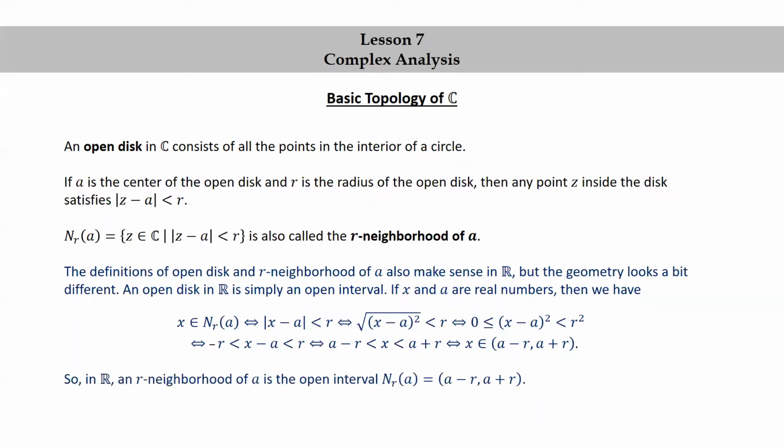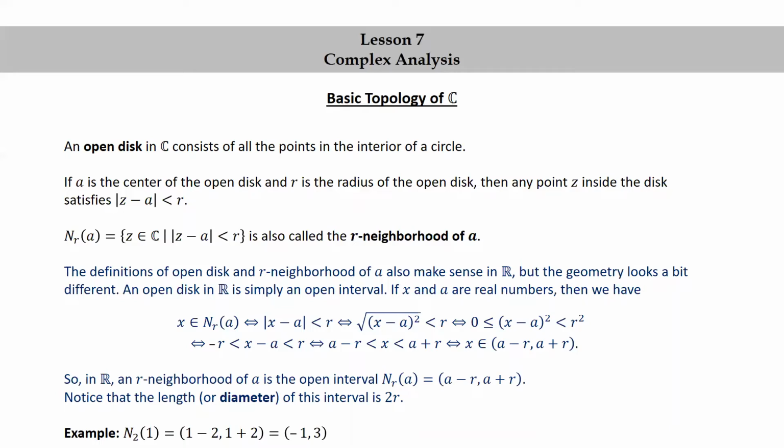So in R, an R neighborhood of A is the open interval N sub R of A equals A minus R, A plus R. Notice that the length or diameter of this interval is 2R. Let's look at an example. N sub 2 of 1, or the 2 neighborhood of 1, is equal to the open interval 1 minus 2, 1 plus 2, or equivalently the open interval negative 1, 3. Here we see a picture of this open interval drawn on the real line.